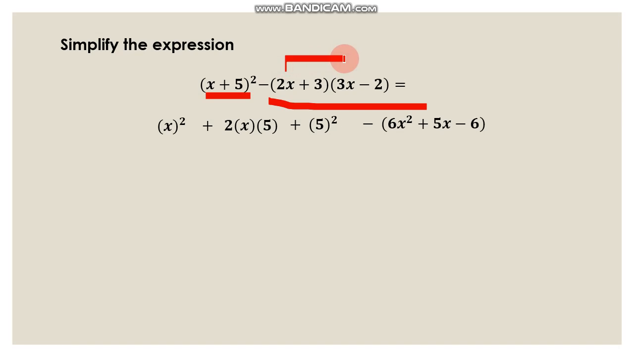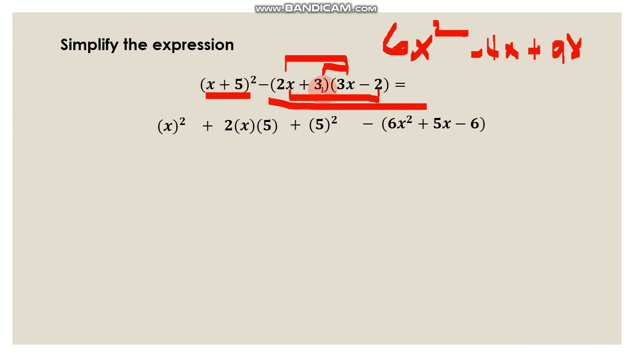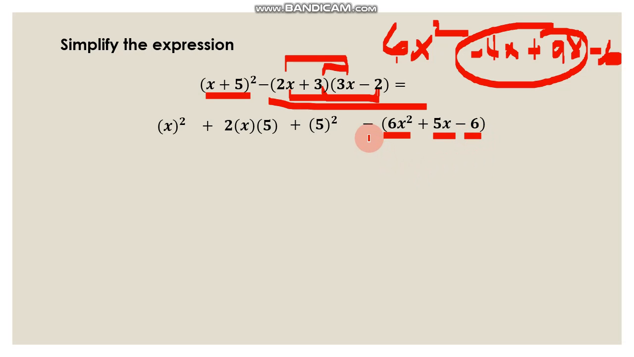Minus, using the FOIL method, 2x times 3x is 6x squared. And then 2x times negative 2, we got negative 4x. And then 3 times 3x, we got positive 9x. And positive 3 times negative 2 is negative 6. So simplify. 6x squared, and then combine like terms, we got 5x and then negative 6.